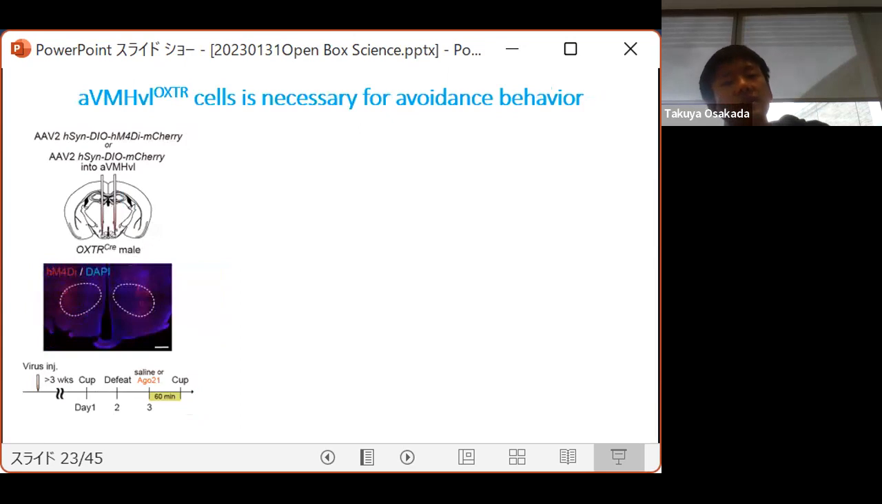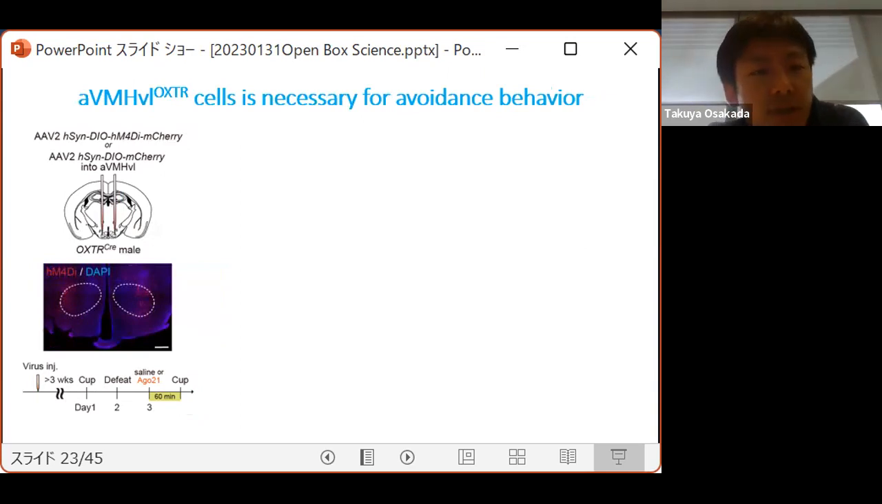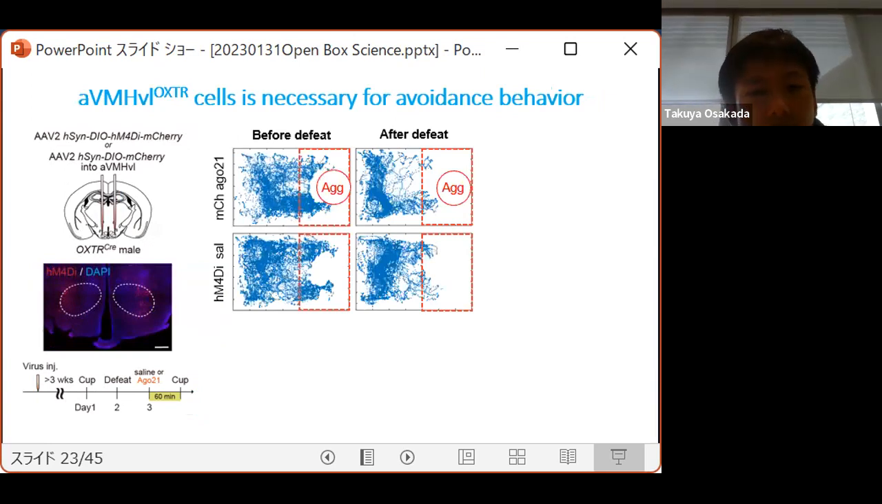We also checked the same thing with DREADD. Here we also injected an inhibitory DREADD virus bilaterally. This is the nose tracking from the control groups. The top is the control virus. Here we used agonist 21, the artificial agonist of the DREADD. In either case, the mCherry with agonist 21 or the Gi virus with saline as a vehicle, both groups showed strong avoidance behavior. The dots, the nose tracking around the cup, are significantly decreased.